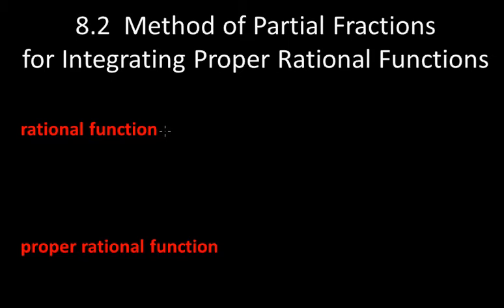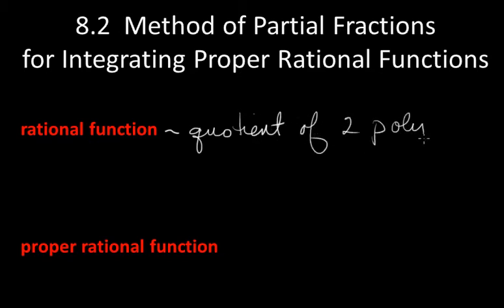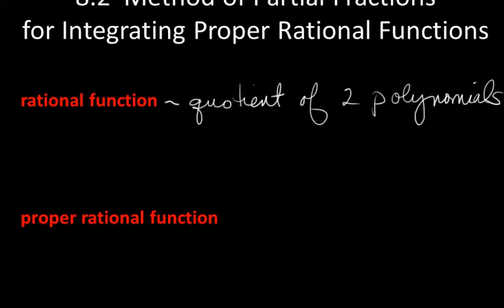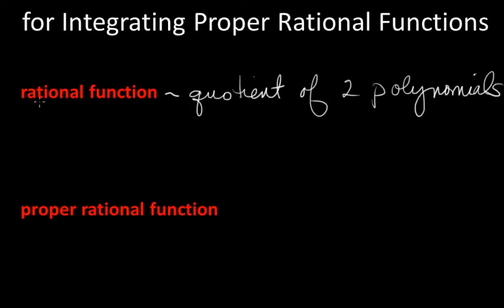A rational function is a function that is a quotient of two polynomials. Now, if you don't know exactly what a polynomial is, I suggest that you Google it and find out. The rational function has a numerator and a denominator, each of which are polynomials. A proper rational function is one where the degree of the numerator is less than the degree of the denominator.